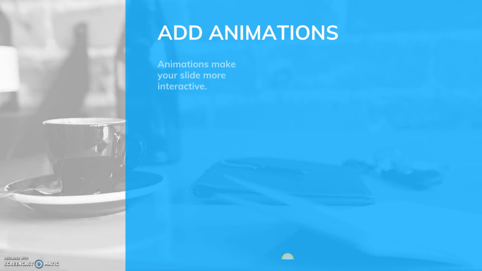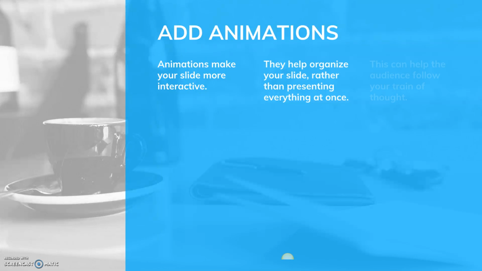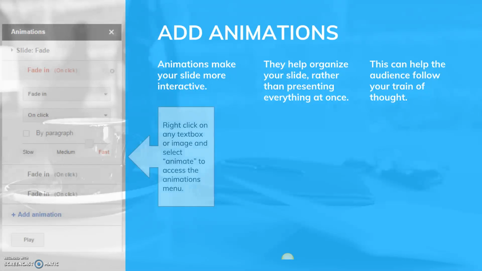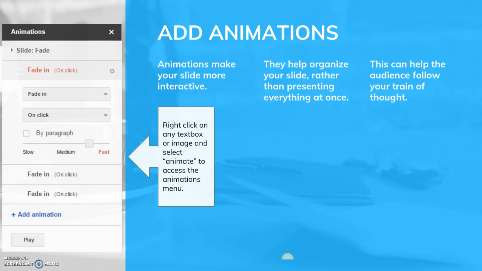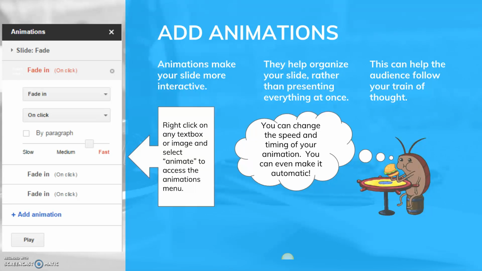Next, we can talk about adding animations that make your slide more interactive. They help organize your slide rather than presenting everything at once, which can help the audience follow your train of thought. To do this, just right-click on any text box or image and select Animate to access the Animations menu. You can even change the speed and timing of your animation to make it automatic so that you don't have to think about it while you're presenting.